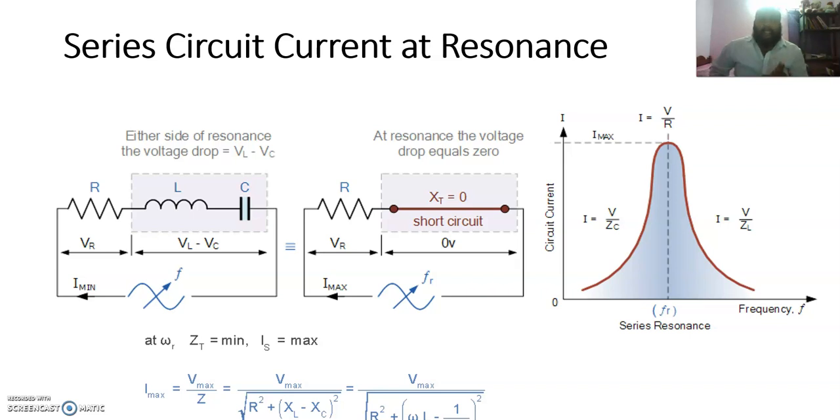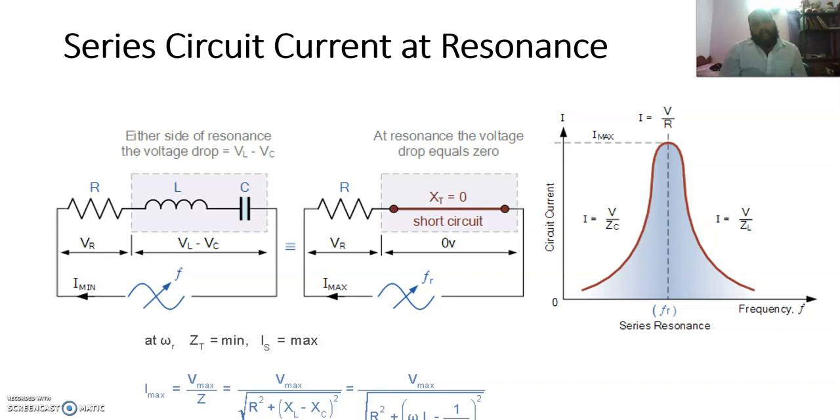So the current flowing through the circuit is decided by the resistance value alone. At a resonant condition, the current will be the maximum current, and it will only depend upon resistance. So we can say I is equal to V by R at resonant condition.